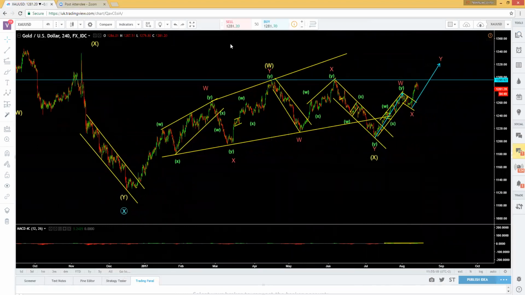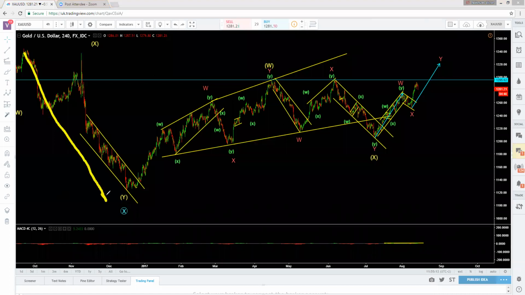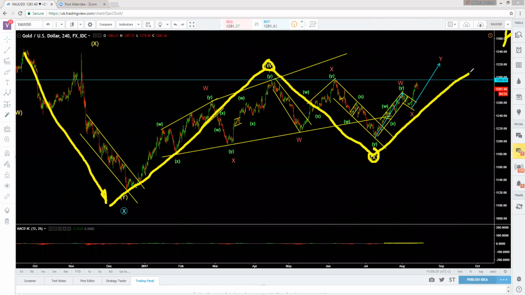As always, we identify the impulse first, and our impulse was coming from there, going down all the way there. So this impulse is currently being corrected by this W, X, and then Y, which is out of the screen here. Okay, and then if we just join this up, W, X, Y. Last week's video also indicates this clearly. And then we've got the red degree, which is just a degree under the yellow. You can see this gives us a zigzag.